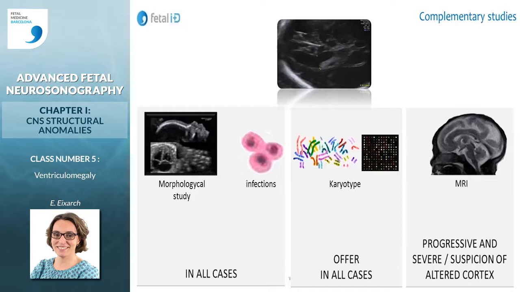As a summary, we have to say that when we find a ventriculomegaly, we have to perform a morphological study, including an echocardiography and infection serologies, and act in consequence. We will always offer the analysis of karyotype, and finally, we will reserve the MRI for those severe or progressive cases and those cases with high suspicion of cortical anomaly.